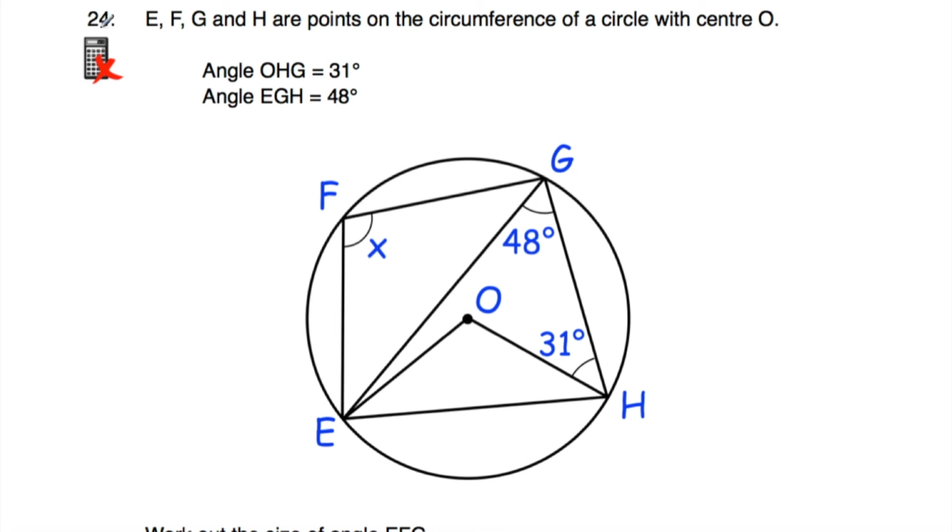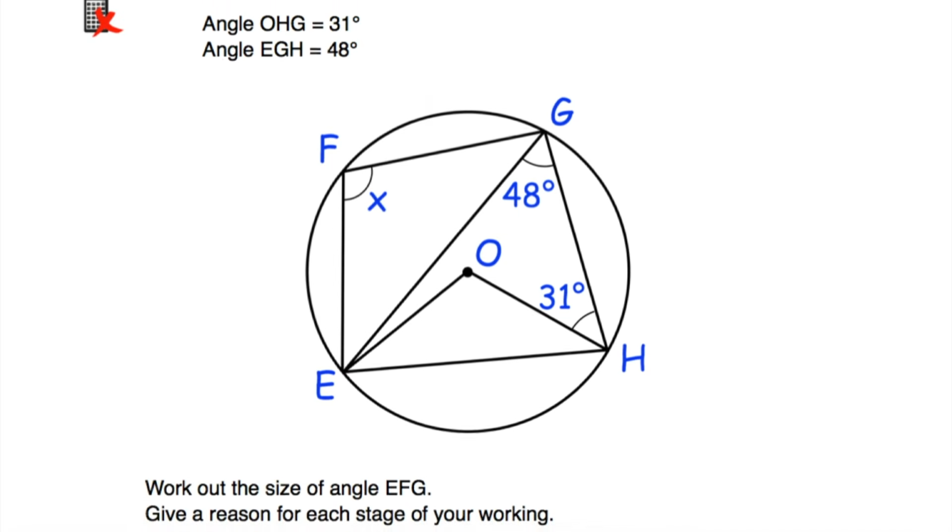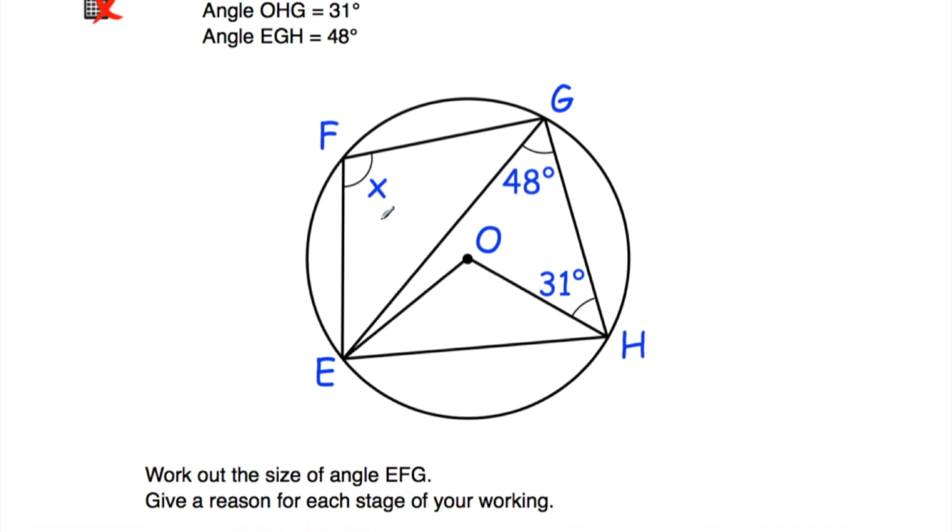Question number 24, and we're told that EFGH are points on the circumference of a circle, centre O. And we're told the angle OHG is 31 degrees, and angle EGH is 48 degrees. So we've got these two angles, and we've been asked to work out the size of angle EFG, and to give reasons for each stage of our working. So let's do that. Okay, so we want to find the size of this angle, so let's find some of the missing angles on this diagram to begin with.